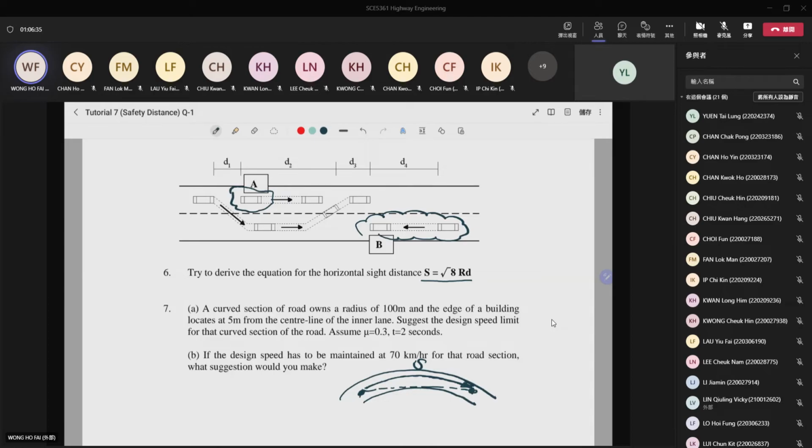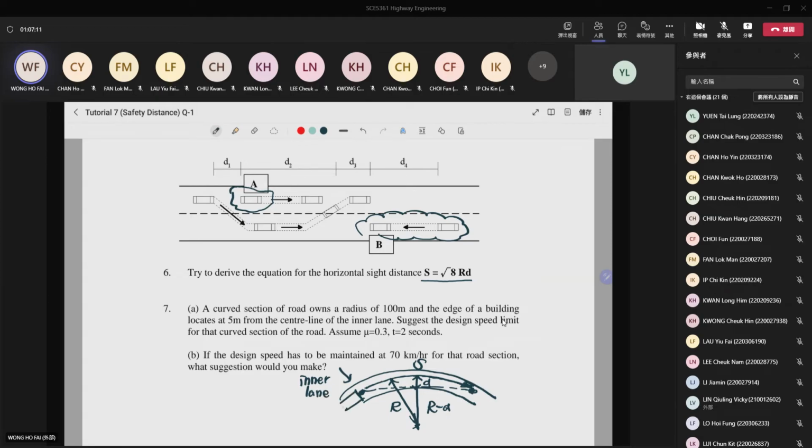So R is the distance from here to the center of the road. This is R. And then D is from the center. So here is D. That means from here to here is R. This one is R minus D. This is the inner length of the road.